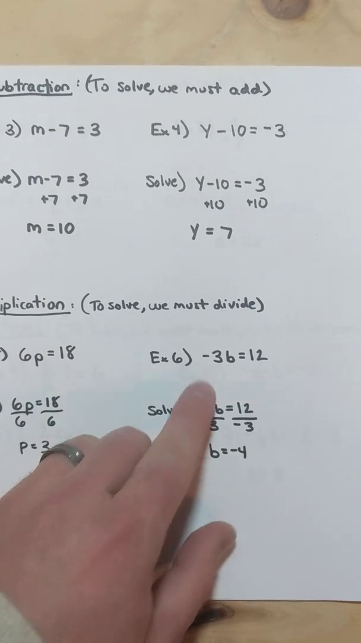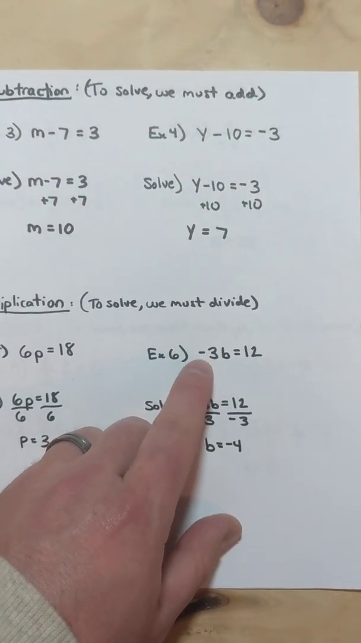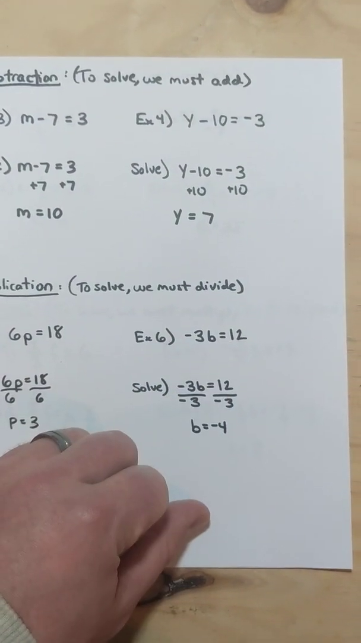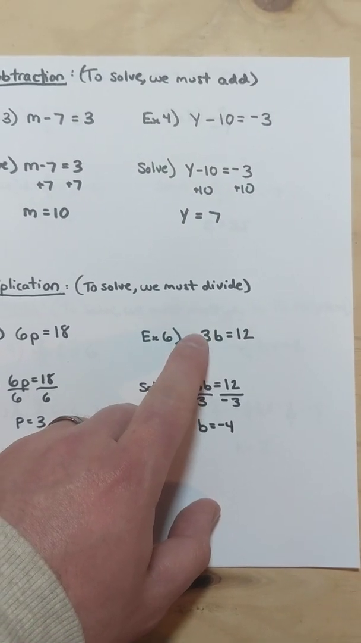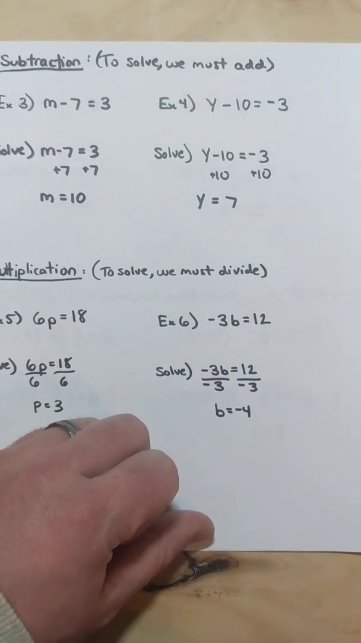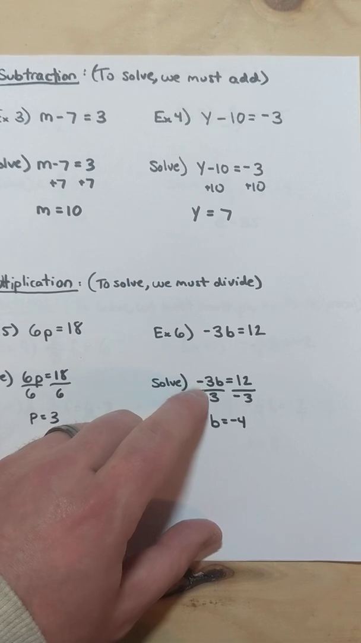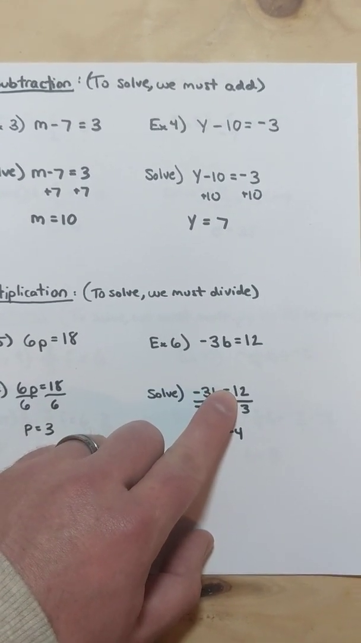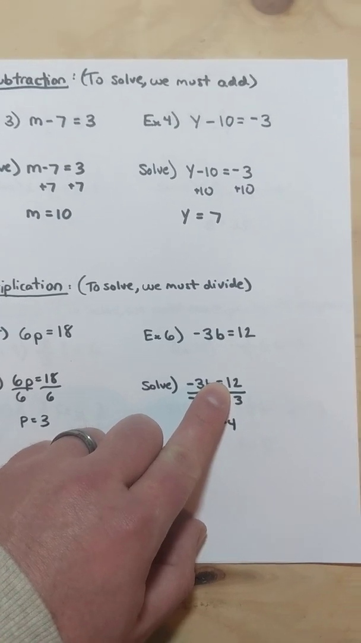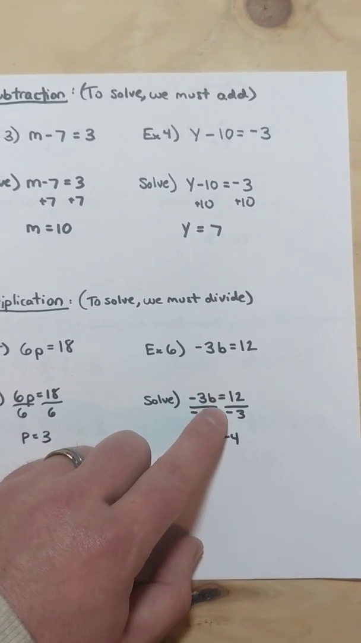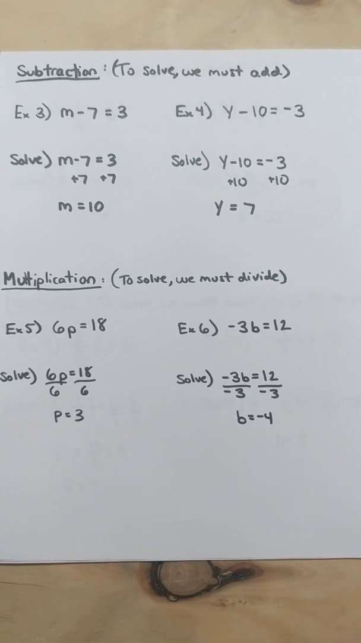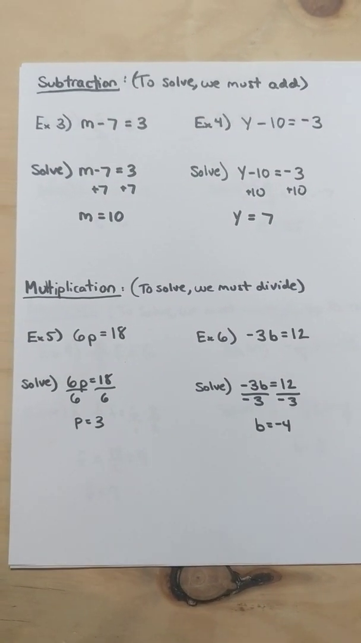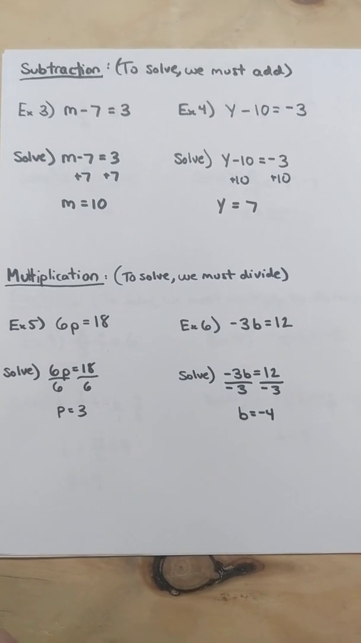In the next example, I'm going to introduce some negatives. So negative 3b equals 12. Negative 3 times b is 12. So if I divide by negative 3 and divide by negative 3, 12 divided by 3 is 4. Well, a positive divided by a negative is a negative. So 12 divided by negative 3 is negative 4.